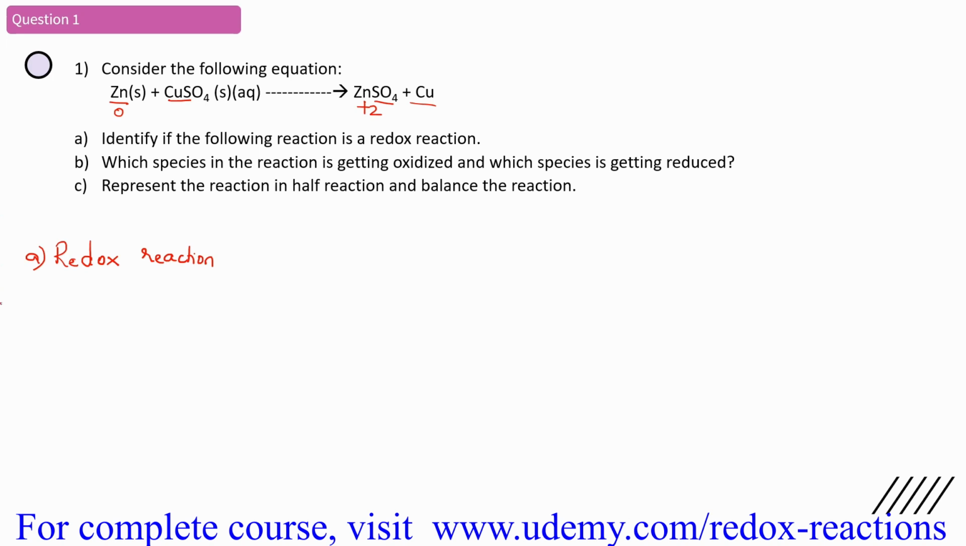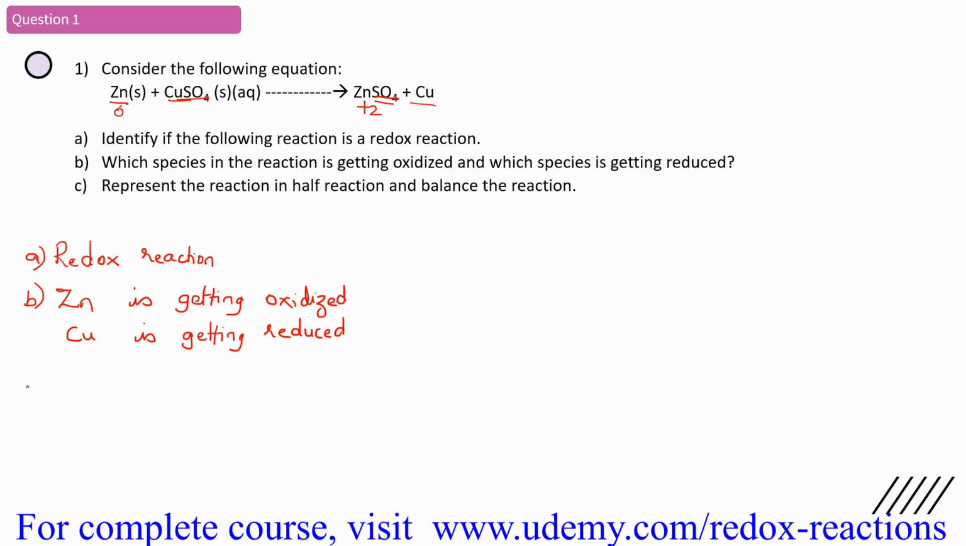Now, the answer to the second part of the question, which species is getting oxidized and which species is getting reduced: we can easily say here that zinc is getting oxidized, and copper is getting reduced. That is because zinc is gaining oxygen, whereas copper sulfate here loses the sulfate ion to become copper, and hence it is getting reduced.